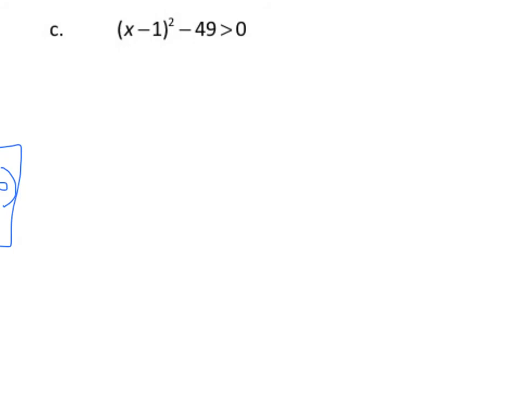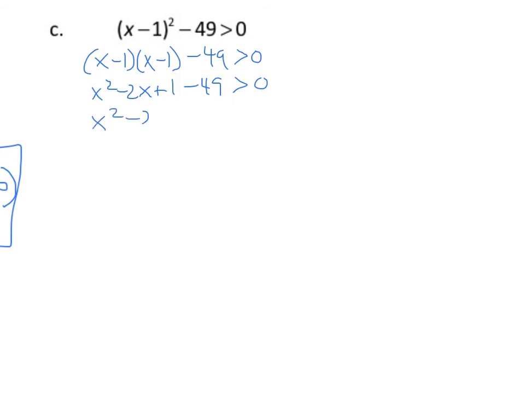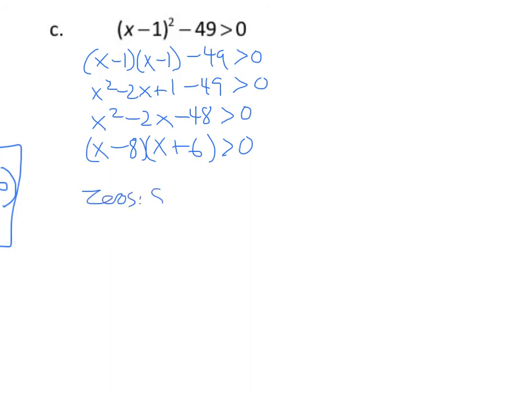Then we have one last example. This one is, we do have 0 on one side, but it's not in factored form. So to get this in factored form, first I need to multiply out my x minus 1 squared, and that's x squared minus 2x plus 1 minus 49. I combine like terms and get x squared minus 2x minus 48 is greater than 0, and then I put this in factored form, and we get x minus 8, x plus 6. And then I find the zeros, which are going to be positive 8 and negative 6.